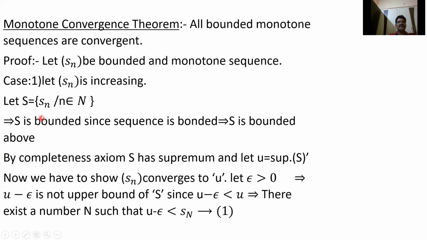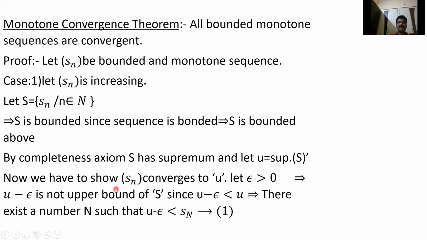This set is a real sequence, so S is a subset of R, and it is bounded above. By the completeness axiom, S has a supremum. So let U be equal to the supremum of the set S. That means the supremum of the sequence. In other words, U is the supremum of the sequence Sn. The supremum of the set S means the supremum of the sequence.